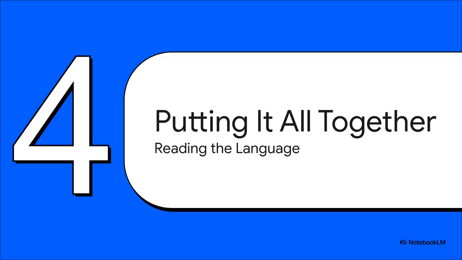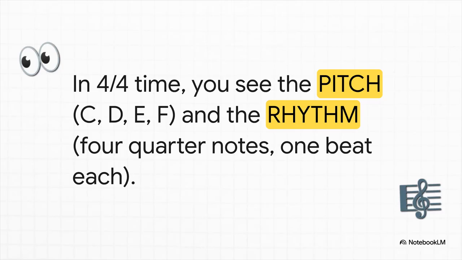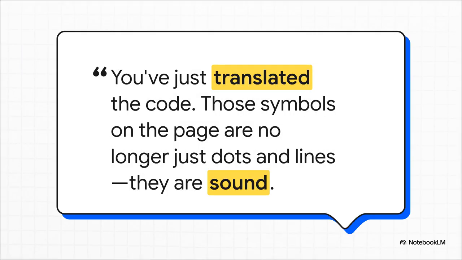Okay, we have our pitch, the what, and we have our rhythm, the when. Now it's time for the fun part. Let's put it all together and actually read this language. Take a look here. We've got 1 complete measure in 4/4 time. We can see the pitch of the notes C, D, E, and F. And now we can see the rhythm. They're all quarter notes, which means each one gets exactly 1 beat. So you just play them one after the other, C, D, E, F, holding each one for the exact same amount of time. And just like that, you've done it.